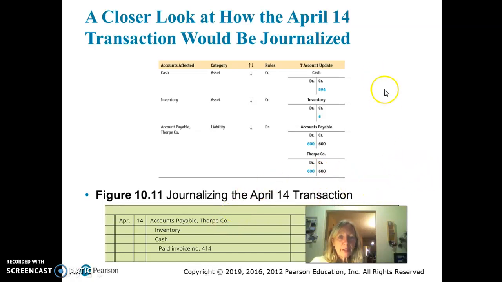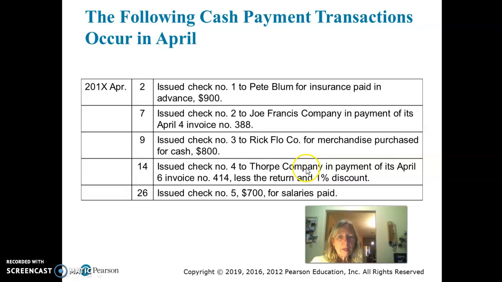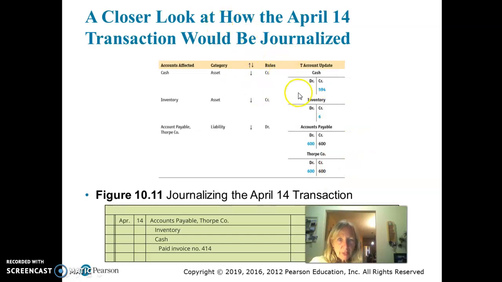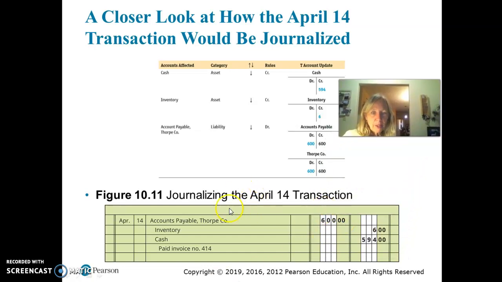Okay, so here is the April 14th transaction. This is where you had a returned item and you're taking the 1% discount because you're paying within the terms. So in this case, your accounts payable is going to be debited for the whole amount, less the return. Your inventory is credited $6 and your cash is credited the remainder. So this is the 1% discount. 1% off of 600 is going to be $6. So that's a little tricky. You might have to refer back to that or look in your book when you do your homework.